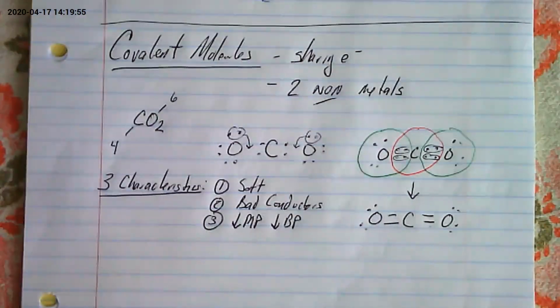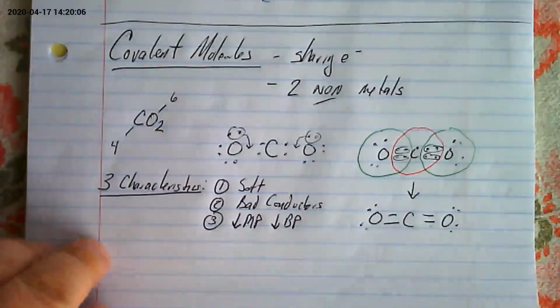Again, for the exact same reason we talked about with ionic bonds. Ionic compounds are good conductors because they split when they hit water. Covalent molecules are terrible conductors because they don't split when they hit water. And number 3, again, for the same reason, these have low melting points and low boiling points because there is no electrostatic attraction.